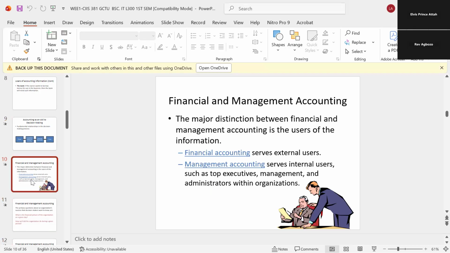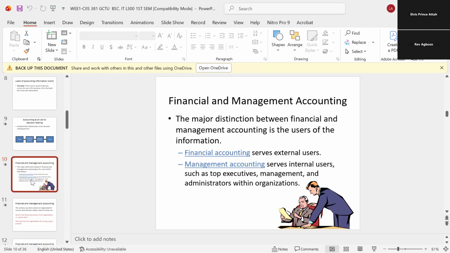Now, in financial and management accounting, we want to look at the basics, what those terminologies mean. Financial accounting, what does it mean? Management accounting, what does it mean? The major distinction between financial and management accounting is the users of the information. For instance, financial accounting can be used by both internal and external users. But management accounting is used basically by internal users.